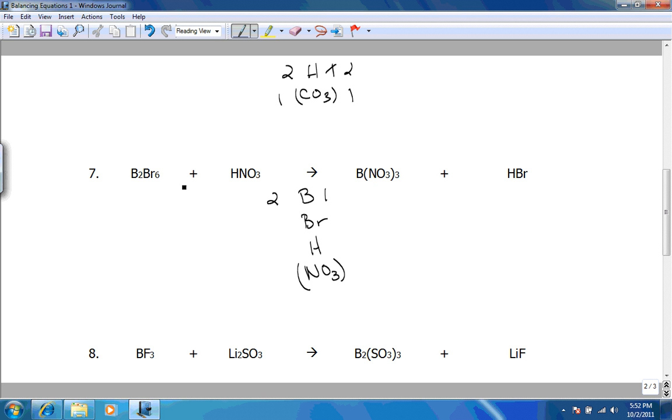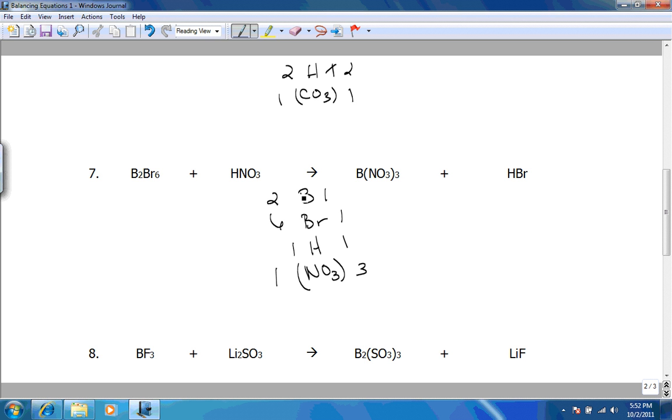Bromine, we have 6 over here. We only have 1 on this side. Hydrogen, we have 1 on the left and 1 on the right. And nitrate, we have 1 on the left and we have 3 on the right. Alright, so let's start from the top.